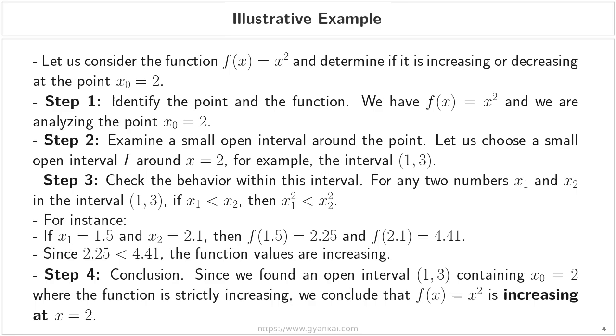Finally, in step 4, we reach our conclusion. Because we have successfully found an open interval, specifically from 1 to 3, that contains x0 equals 2, and where the function is strictly increasing, we can formally conclude that the function f of x equals x squared is increasing at x equals 2. This step-by-step process demonstrates the neighborhood concept, which we will summarize in the next slide to ensure we avoid common pitfalls.